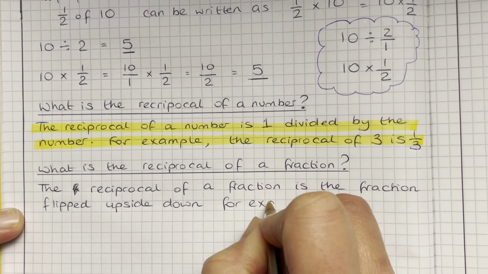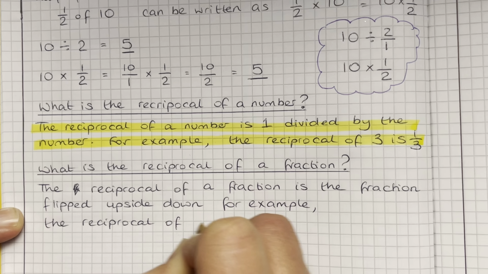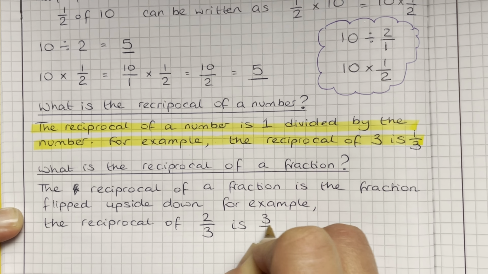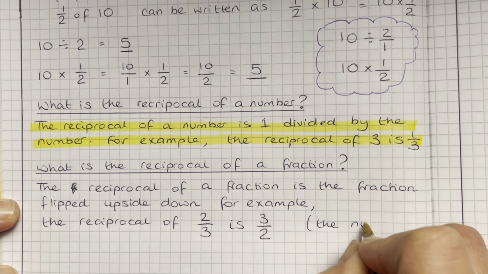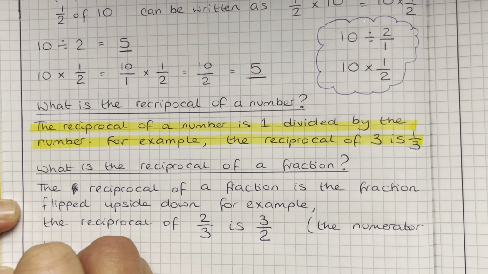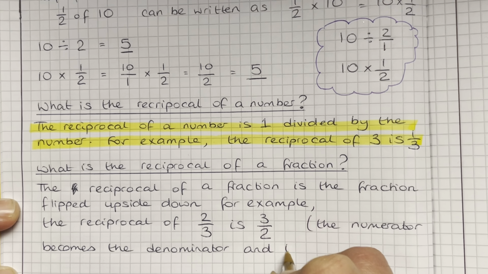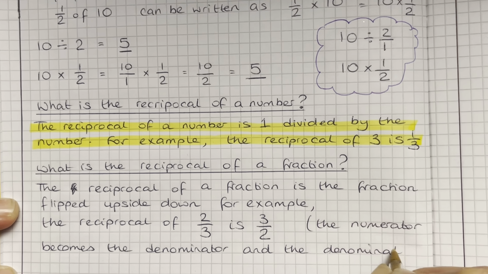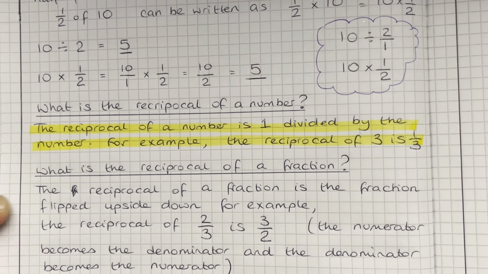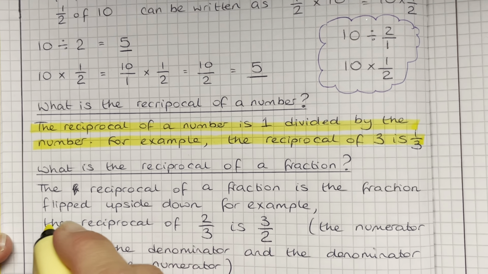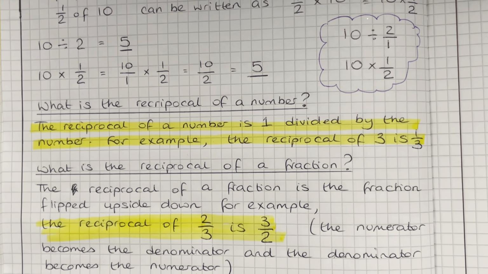So for example, the reciprocal of 2/3 is 3/2. Okay, so the numerator becomes the denominator, and the denominator becomes the numerator. So let's do some more calculations to make that clear. Again, highlight the key points. I'm just going to highlight my example there, that the reciprocal of 2/3 is 3/2.